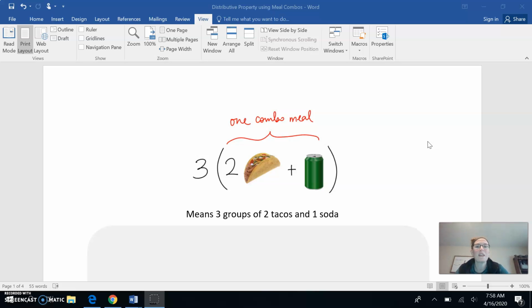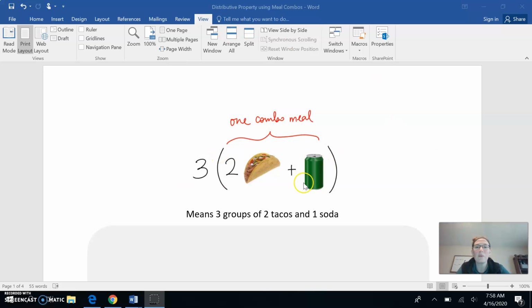So I wanted to make this kind of real for you, so I included food. Let's take a look. I have two different problems I just want to look at to hopefully have you visualize and see what's being done. So hopefully we can solidify what is expanding and how we use the distributive property.